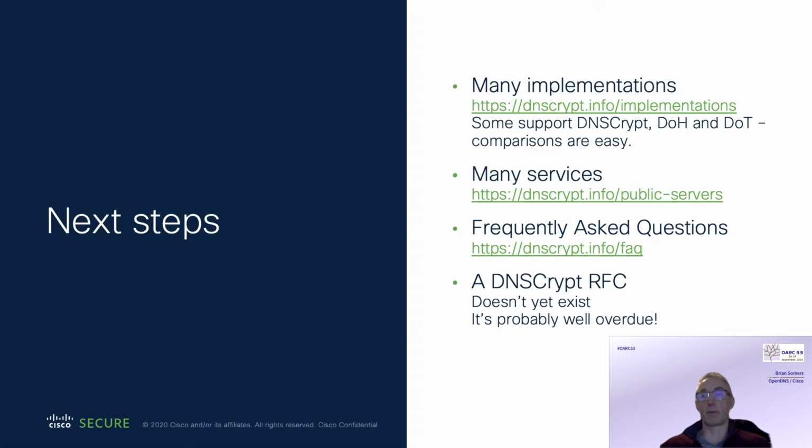There are a number of public services available, not just the OpenDNS resolvers, and tons of different resolver implementations support DNSCrypt. Most, if not all of them, are listed here. And there's a FAQ there as well, and that's definitely worth having a look at. And what are the next steps? Well, really, I would like to work on getting a DNSCrypt RFC together. It's one of the only things that DNSCrypt has never actually managed over the last 12 years that it's been in existence.